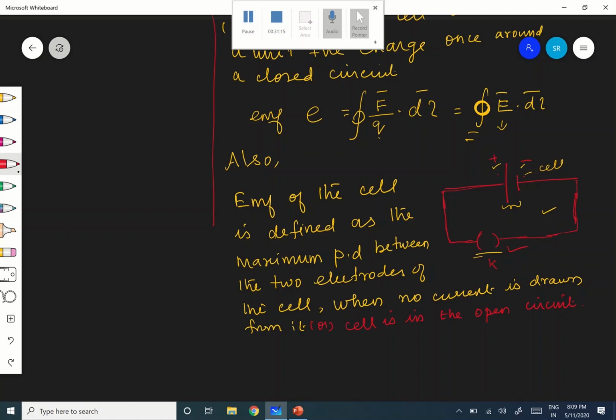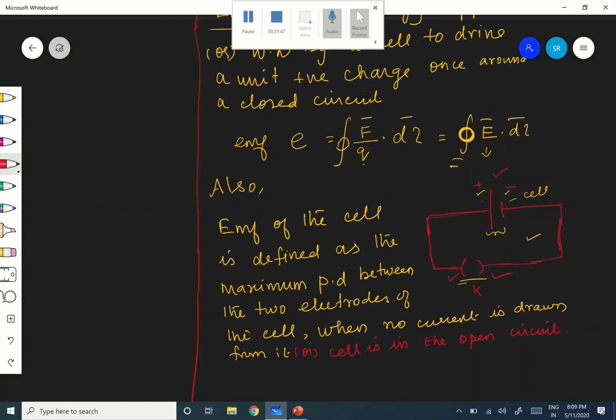EMF of the cell is defined as the maximum potential difference across the electrodes of the cell when no current is drawn from it, or when the cell is in the open circuit. This is what is called open circuit. Why? Because closed circuit means the current will be drawn. Open circuit means current won't be drawn from the cell. At that time, the potential difference across the electrodes of the cell automatically gives you the EMF of the cell.